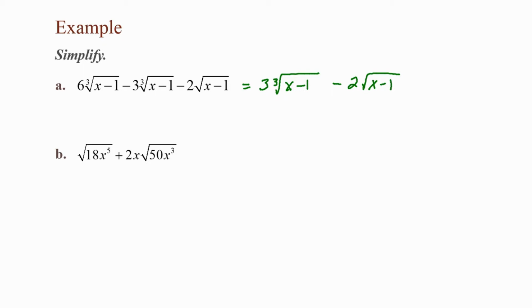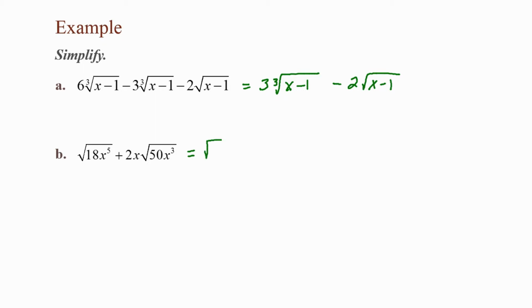My answer is simplified as much as possible. I cannot combine the cube root of x minus 1 and the square root of x minus 1. For part B, I have the square root of 18x to the 5th plus 2x square root 50x to the 3rd. My indexes are the same, but my radicands are different. However, I can simplify them.